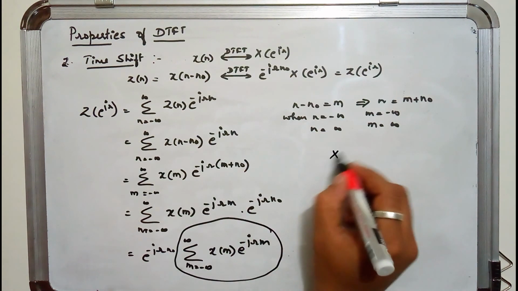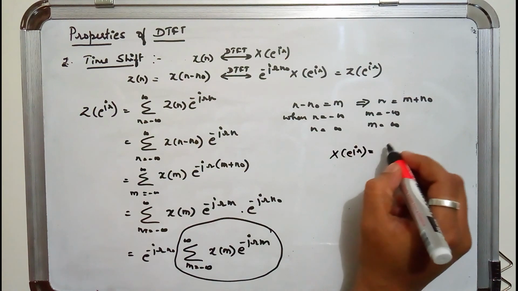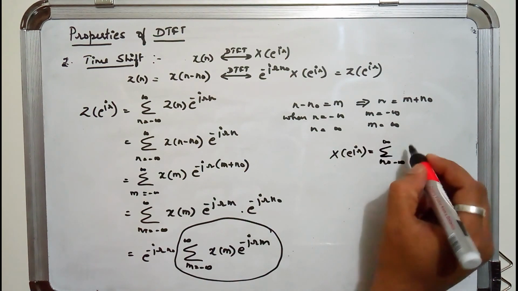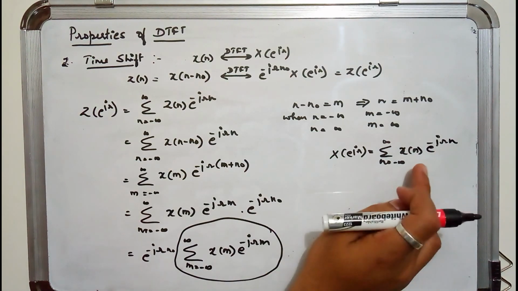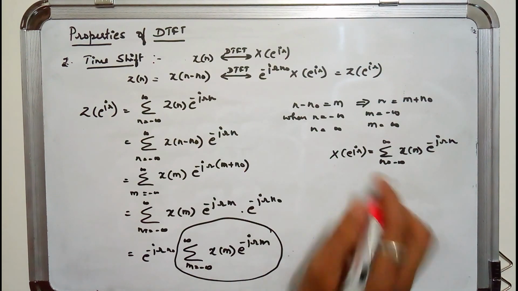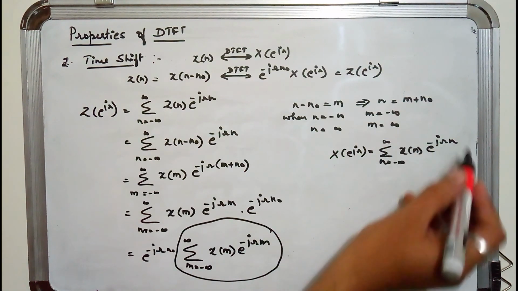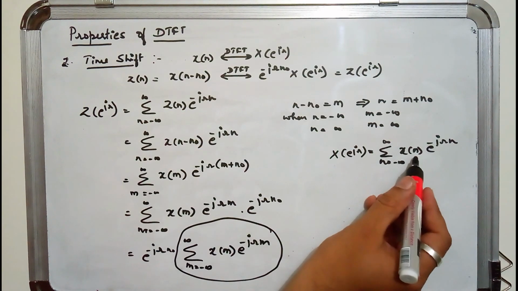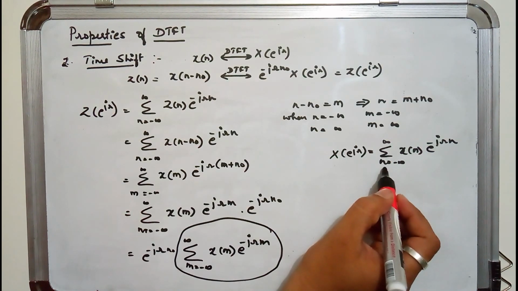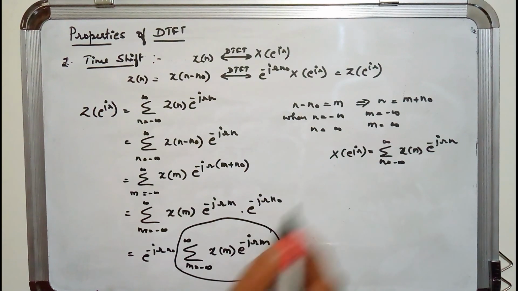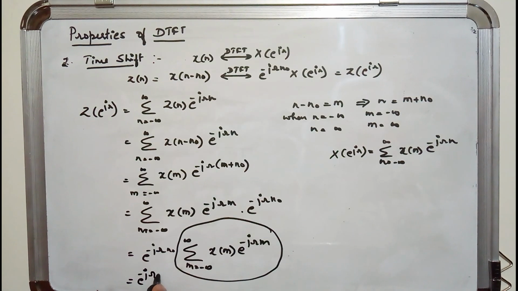similar to X of e power j omega. What is X of e power j omega? Summation n is equal to minus infinity to infinity x of n e power minus j omega n. Here n is replaced by m, that is it. Because this DTFT analysis equation can be represented by any variable. Here it is n, it may be m. So if it is n, the summation is on n, and if it is m, x of m e power minus j omega m. So it is e power minus j omega n naught into X of e power j omega.